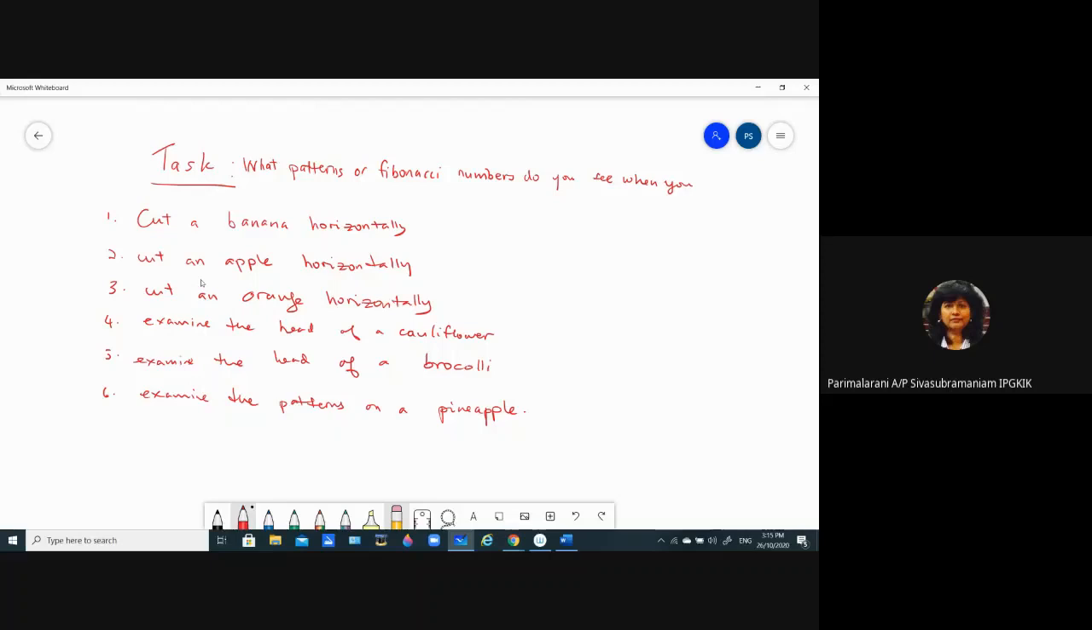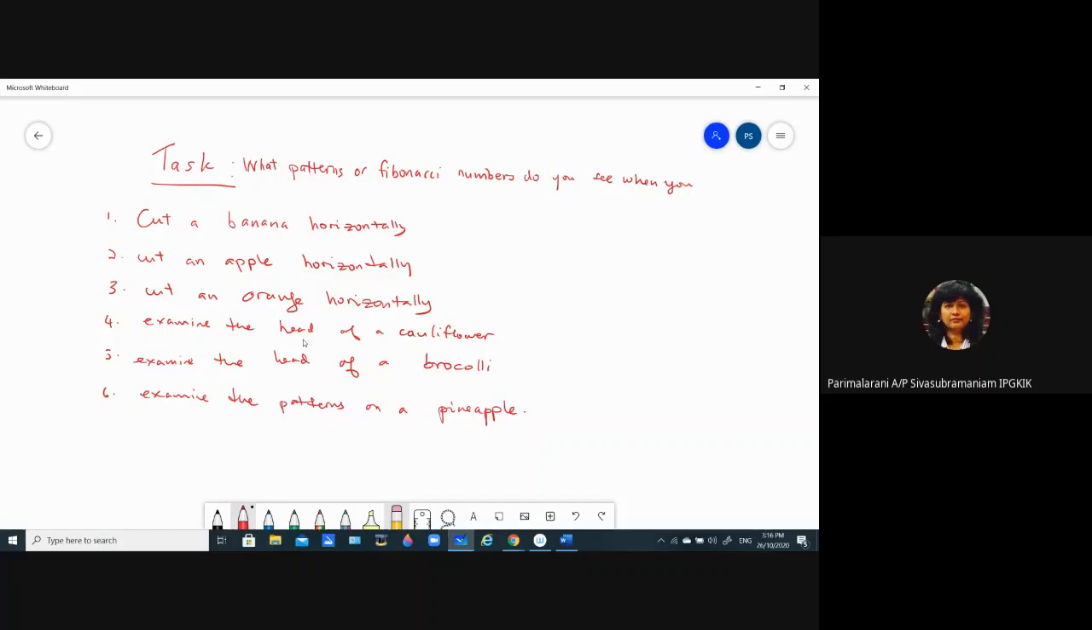And then take an apple and cut it horizontally, not the way we always cut from top to bottom, but cut it horizontally. And then cut it a few times horizontally and see if you see the same pattern. And then take an orange, cut it horizontally and look at the pattern, draw it out and look at the numbers that you see, what number it is.